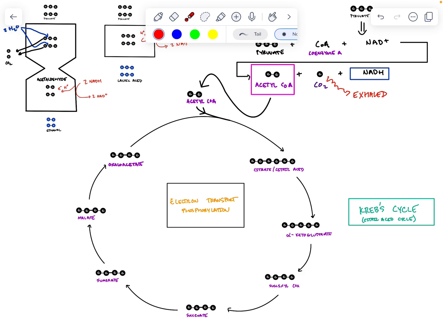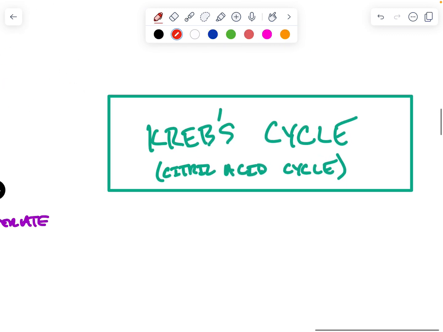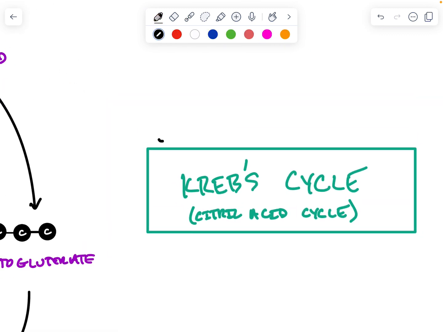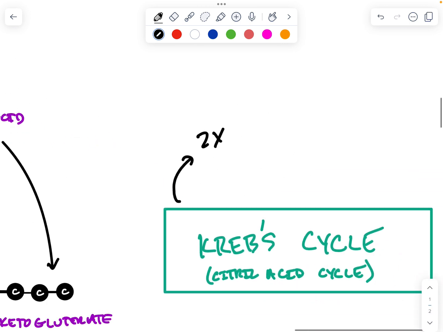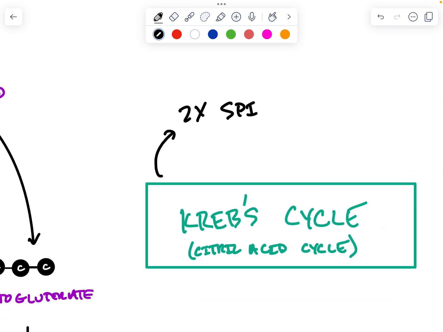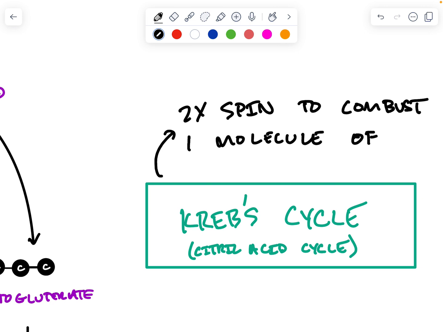of our system. Okay, acetyl-CoA enters what we call the Krebs cycle. It's also sometimes called the citric acid cycle. And the Krebs cycle, or the citric acid cycle, has to spin 2 times to combust or break down 1 molecule of glucose.